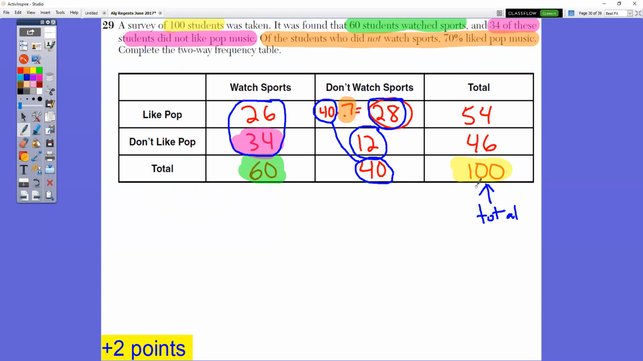There were 6 things that you needed to figure out there. So if you got 3 out of the 6 correct, that would be a 1. So if you got, let's say 3, 4, or 5 correct, that would be 1 out of 2 points. If not, you don't get any. You don't get anything for just putting the 34, 60, and 100. Right. You don't get anything for that.